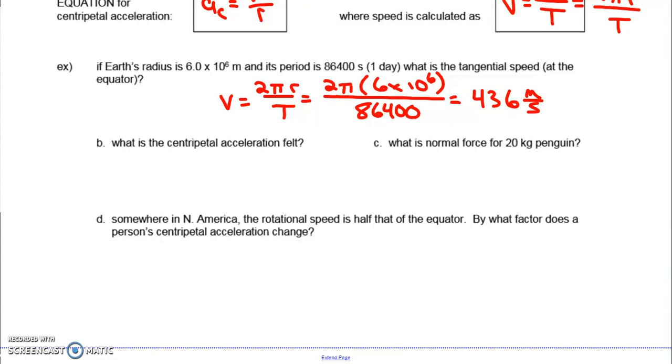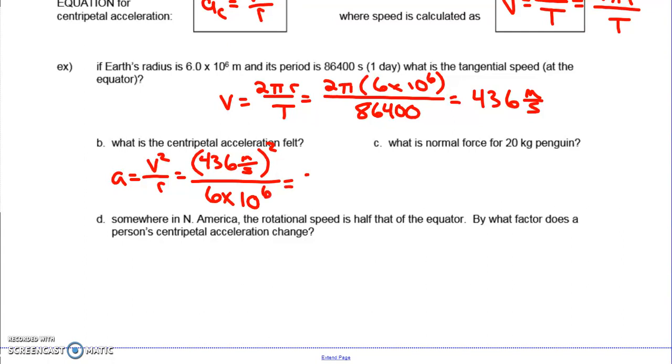If I want to know the centripetal acceleration, that's v squared over r. So that would be 436 meters per second, squared, divided by the radius of 6 times 10 to the 6th. And when I did that, I got a value of 0.032 meters per second squared. Okay, so not a big acceleration, which shouldn't be that surprising.